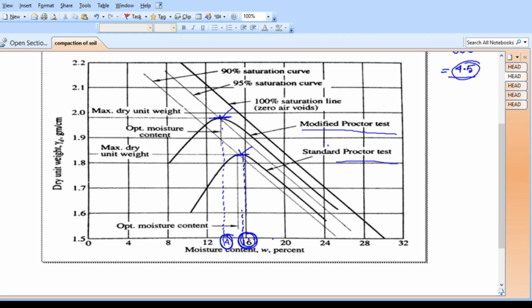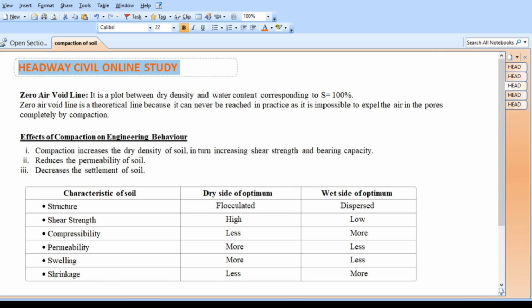For the standard Proctor test curve, this will be my OMC value, that is my optimum moisture content, and for the modified Proctor test curve, the moisture content that we attain is 14%. So the corresponding value of water content for which we get the maximum dry density, or the peak value of dry density or dry unit weight, is termed the optimum moisture content. Now let us move on to the next portion, that is the zero air void line.